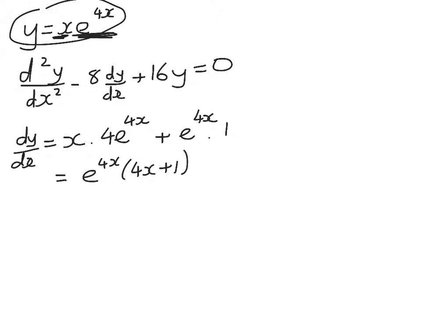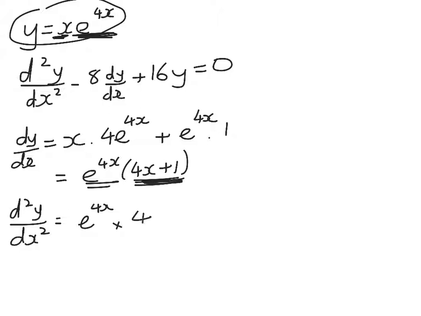Now it's quite nice to factorise that because we're going to have to differentiate again, and it's going to be quite fast to do if we've set it up like that. So d squared y by dx squared. This is the first function, this is the second, so it's going to be product rule again. So it's the first function, e to the 4x, times the derivative of the second, 4, plus the second function times the derivative of the first, so 4e to the 4x. So I'm doing chain rule on that, probably without thinking about it by now.